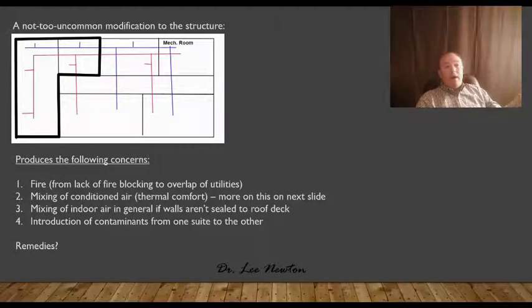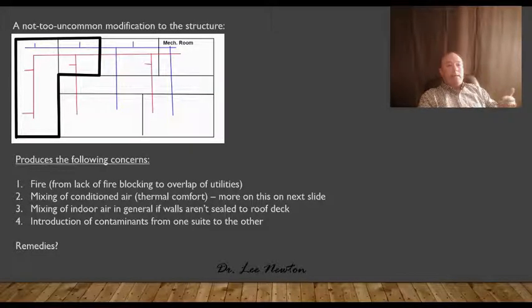Number one, fire. Fire from lack of fire blocking. So if a fire starts in one side of those walls and you haven't installed fire blocking all the way up to the roof deck, fire could easily spread. So tenant A could burn down tenant B, not just tenant A's suite.